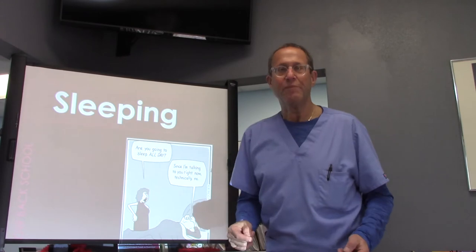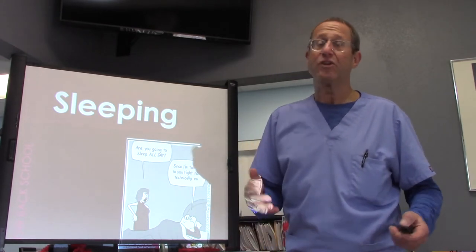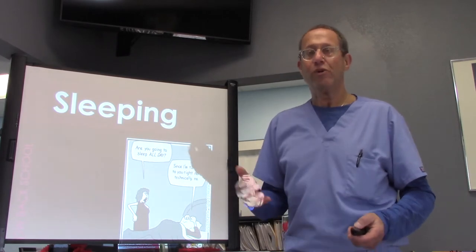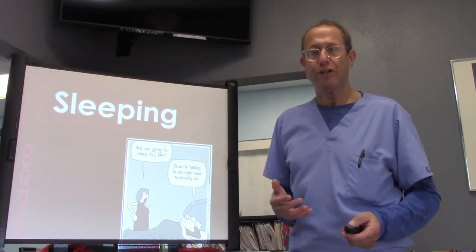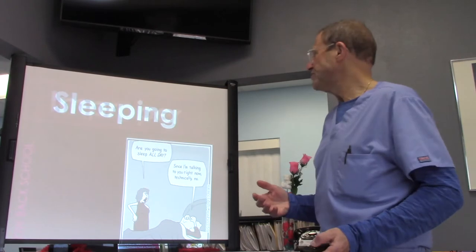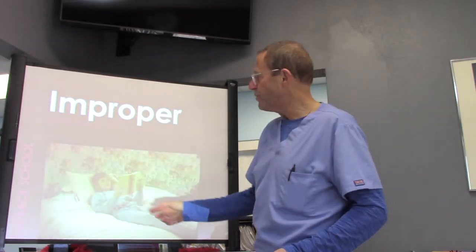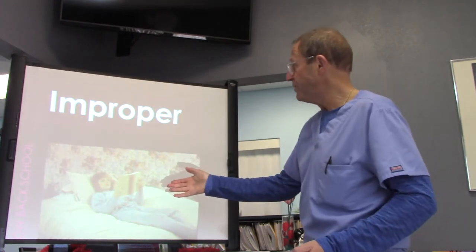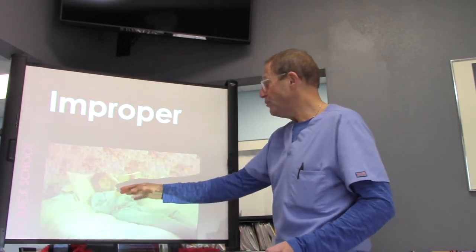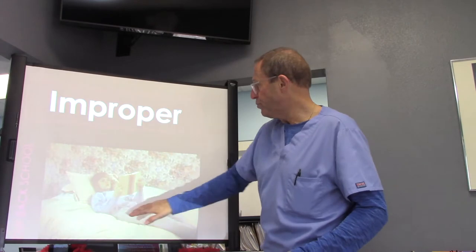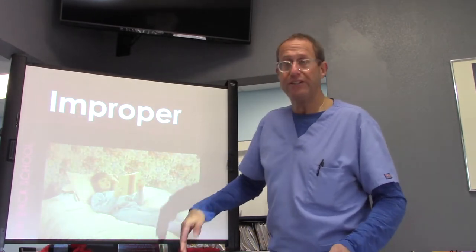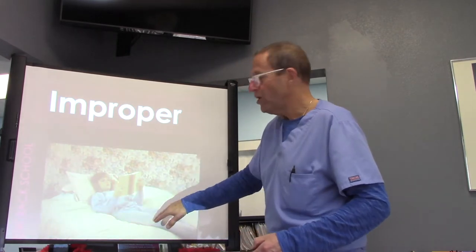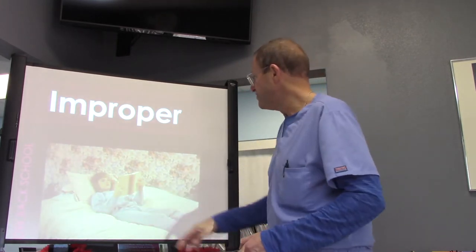Sleeping, we sleep about a third of our lives. Hopefully you get 8 hours of sleep out of 24 hours in a day, about a third. So therefore you want to sleep in a good position and on a good supportive mattress. Okay, as far as sleeping is concerned, the improper way to sleep would be on your stomach, which is the worst position. She's sleeping on her back here, okay, which is fine, except there's no support of her back or her knees. So the best thing to do is to take a rolled up towel and put it underneath the back or underneath the knees.